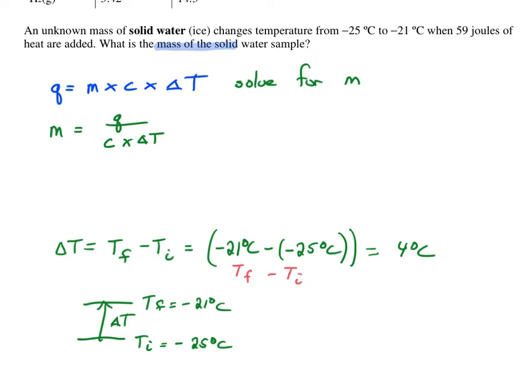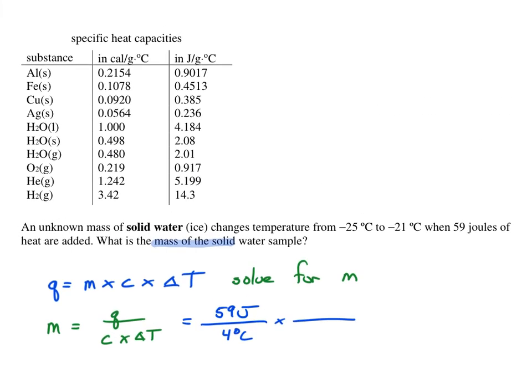Let's substitute our values in and solve this problem out. Our heat is 59 joules. Now we divide by both delta T and our specific heat capacity. Our delta T we determined was 4 degrees C, and now we divide by the specific heat of solid water in joules. I have to find that value. Okay, remember not to panic because these values will be given to you. Okay, 2.08 joules per gram degrees C. So this is in the denominator.